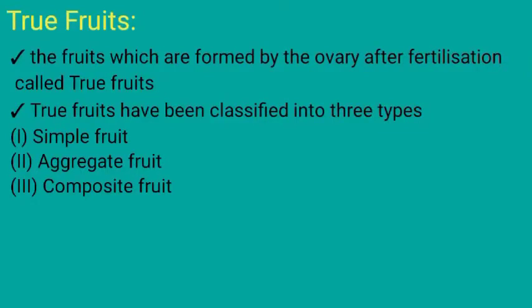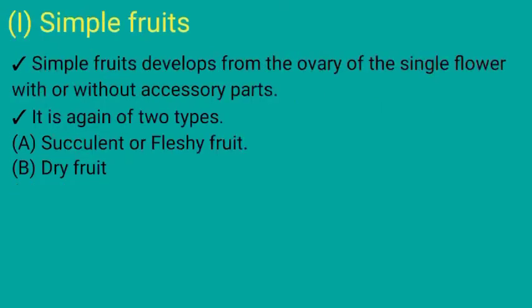Fruits which are formed by the ovary after fertilization are called true fruits. True fruits have been classified into three different types. Number 1, simple fruits; number 2, aggregate fruits; and number 3, composite fruits. Simple fruits. Simple fruits develop from the ovary of a single flower with or without accessory parts. Simple fruits are again classified into two types. Number 1, fleshy or succulent fruits; number 2, dry fruits.